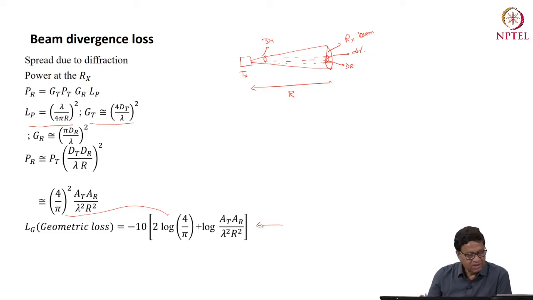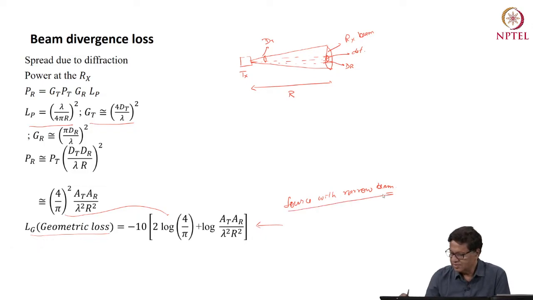So sources with narrow beam divergence are required if I want to have this loss low. So I require a source with narrow beam, that will change my AR. A source with narrow beam is required to reduce this geometric loss, which is again an issue, as an alignment issue will come.